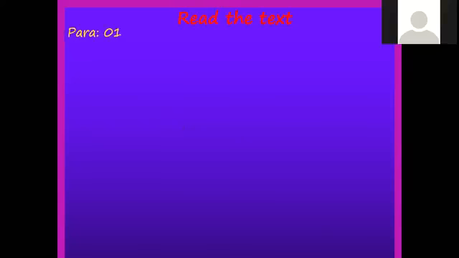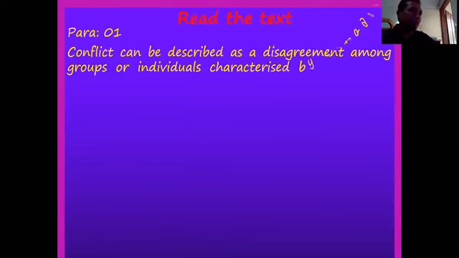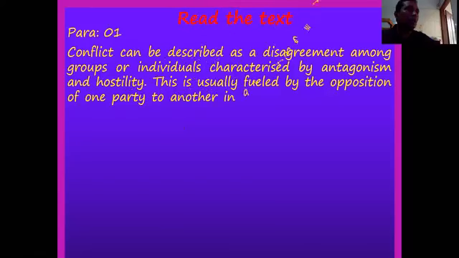Now let us read the text. Now we are on to our para 1. Go through the lines. I have already given you the contextual meanings of important words that we will find in this text.